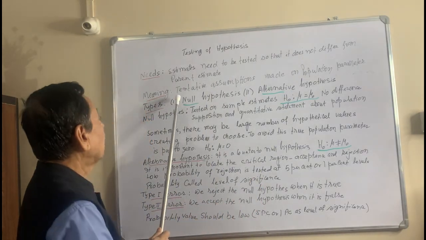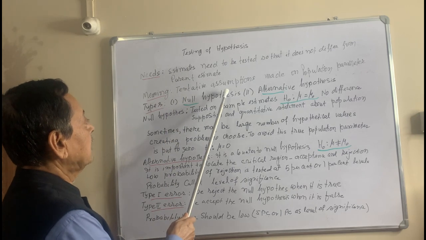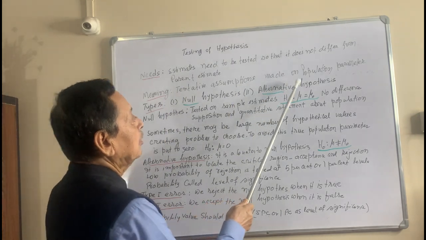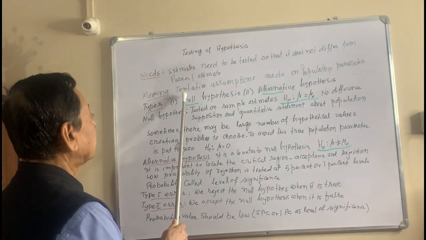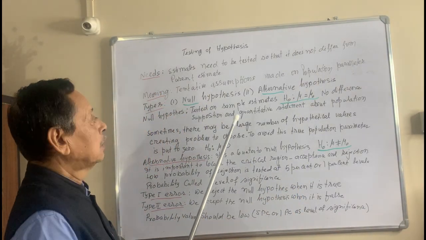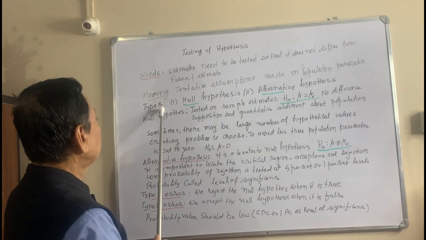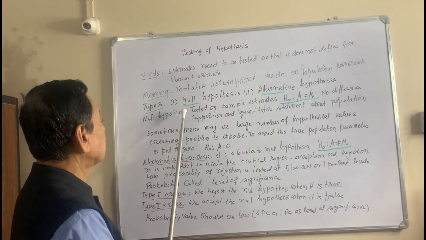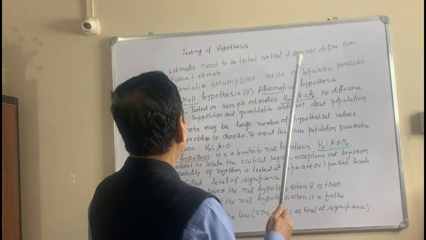What is the meaning of hypothesis? It is tentative assumptions made on population parameter. So these are tentative assumptions made on population parameter. There are two types of hypothesis: one is null hypothesis and second is alternative hypothesis.